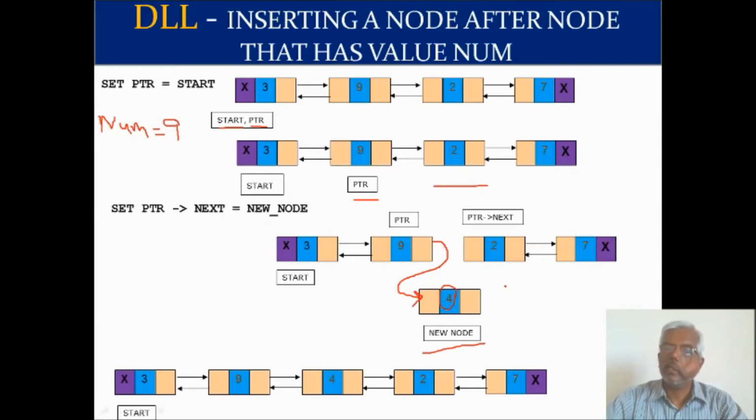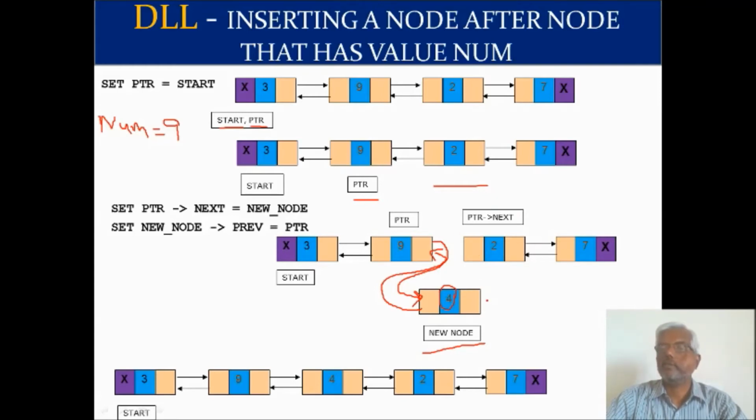What next? This new node should point to this ptr. That is, the new node's previous should point to this ptr. So what statement can we write? New node of previous is equal to ptr. Now these two connections are established. What next? The connection between this new node and ptr of next should be established.